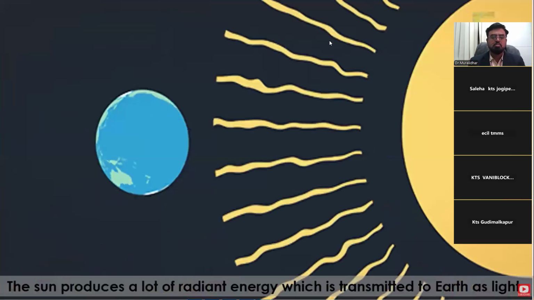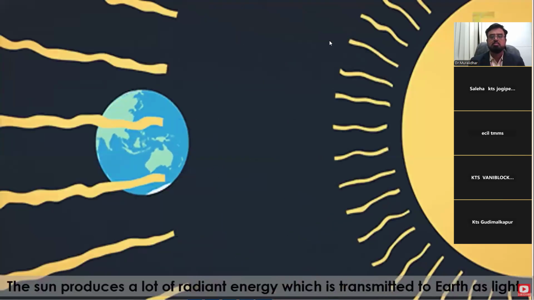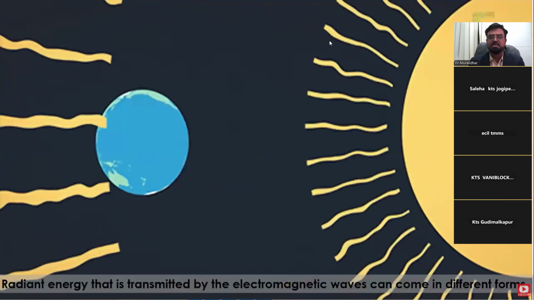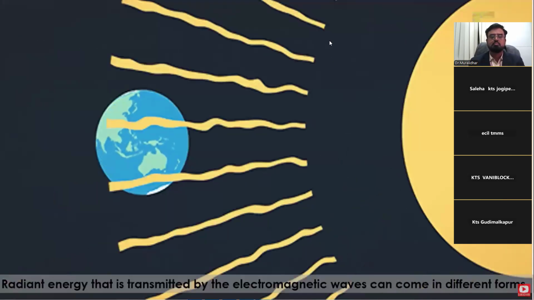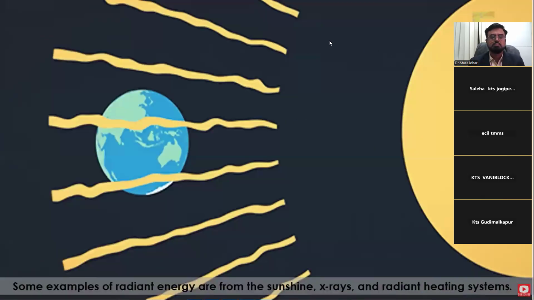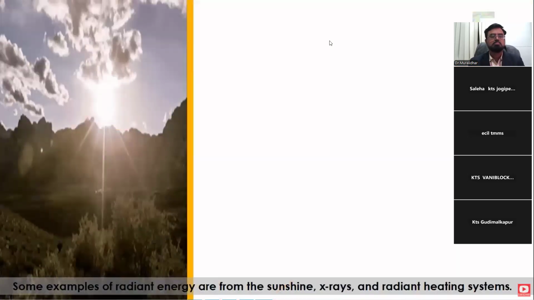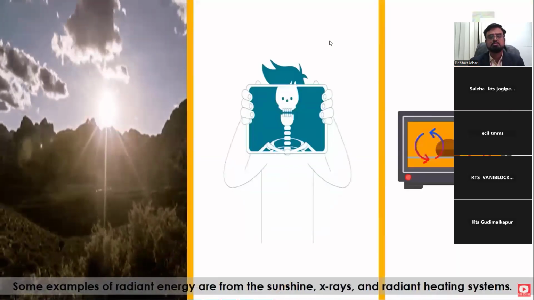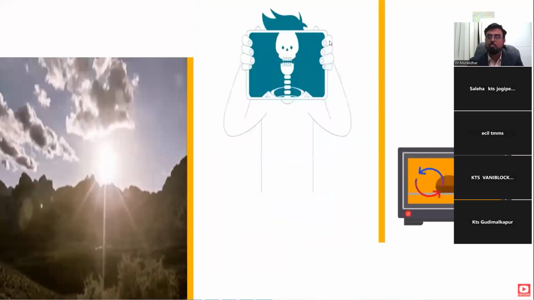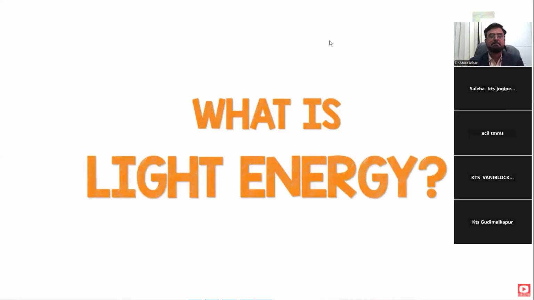The sun produces a lot of radiant energy, which is transmitted to Earth as light. Radiant energy that is transmitted by the electromagnetic waves can come in different forms. Some examples of radiant energy are sunshine, X-rays, and radiant heating systems. I have mentioned light energy and radiant energy. But what is light energy?